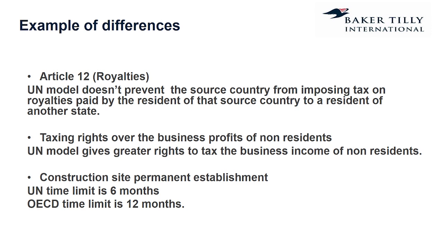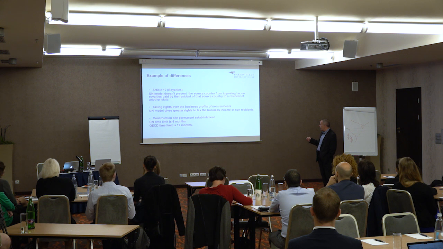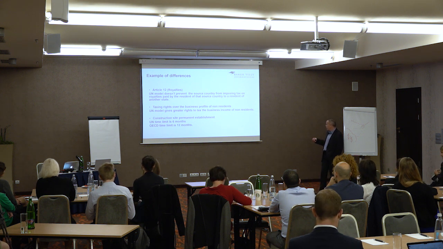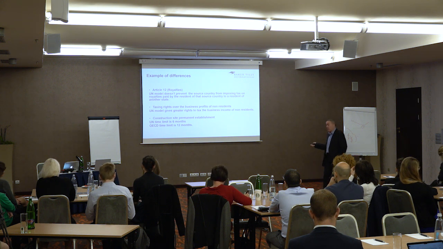Just a couple of examples of some of the differences. They're pretty technical, to be honest. I mean, double tax treaties, like I say, are very similar in nature, and it's pretty boring when you go through them because all the provisions look really, really similar. But, I mean, Article 12, royalties, the UN model doesn't prevent the source country from imposing a tax on royalties paid by the resident of that source country to a resident of another state. The OECD one does, or it limits it. Taxing rights over the business profits of non-residents. The UN model gives greater rights to tax the business income of non-residents. That's what I'm saying here.